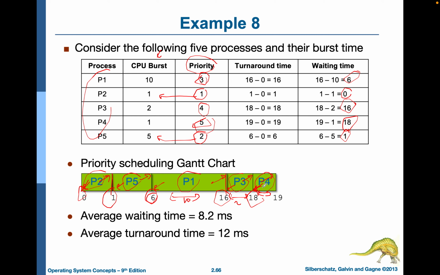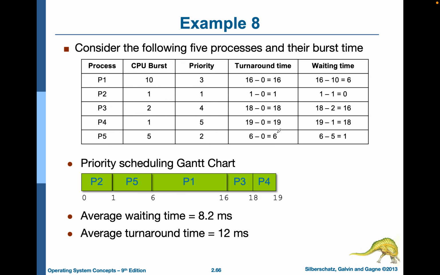While the turnaround time is slightly different. We're going to look into the turnaround. Here P4 is 19. P3 is 18. P1 is 16. P5 is 6. And P2 is 1. Then you can do it like the example last time. You're going to get the average waiting time and average turnaround time.